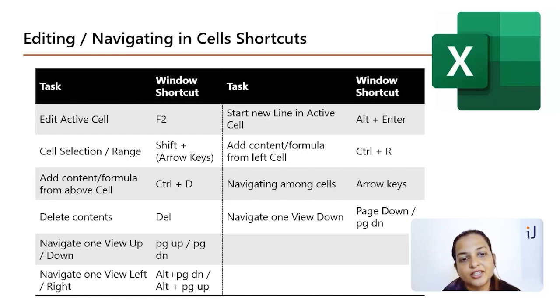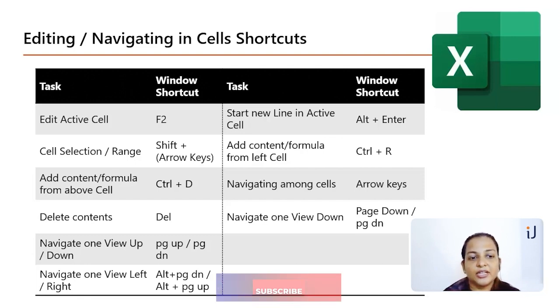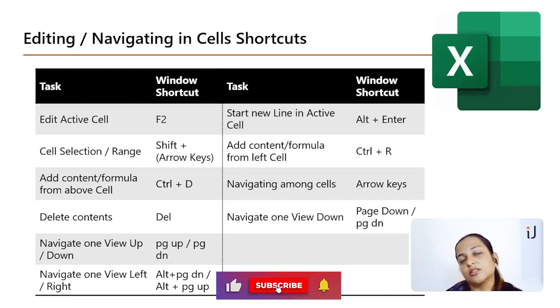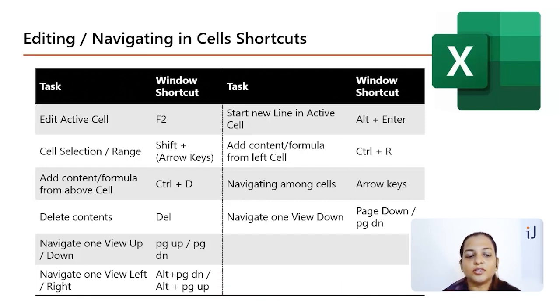Also, you have cell selection range. You use your Shift and your arrow keys. The combination of Shift arrow keys is basically how you start selecting a particular data. Next, you also have an option to add some content or formula from the above cell. Now, this is something that we practiced in the previous lessons as well, wherein if I want to copy a formula or copy the contents from an above cell, I use Control D. Similarly, I can use Control D even when I'm selecting it from the same column.